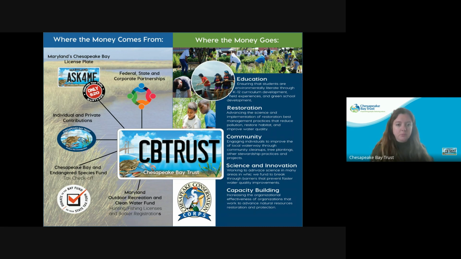And all of this funding that we receive goes into the community for these main purposes of providing education, doing direct restoration work, involvement and engagement of our community, furthering science and innovation, and building the capacity of other organizations working broadly on environmental and restoration causes.